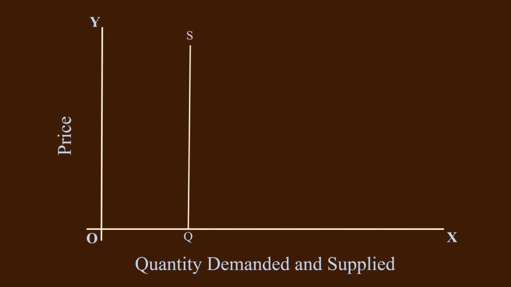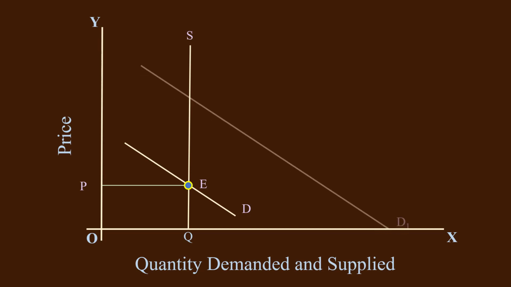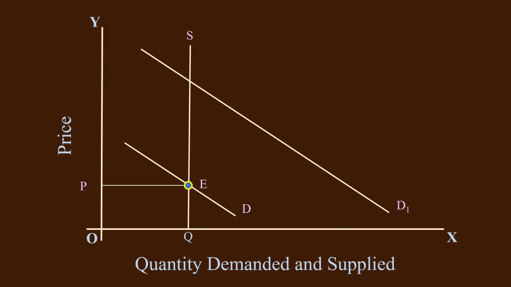This is true in case of vegetables, fruits, which cannot be stored and taken to the next market period. To begin with, equilibrium price is P as the demand is equal to supply at E. Due to change in the taste and preference of the consumers in favor of the good, the demand curve shifts to right. The new demand curve is D1. It cuts the supply curve at E1. The new equilibrium price is P3.